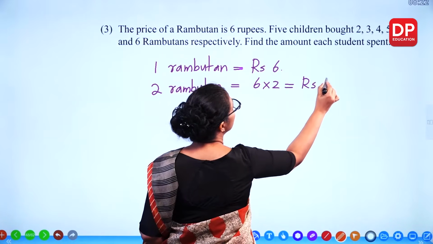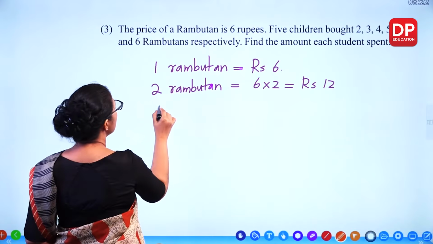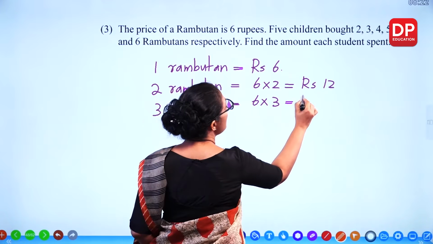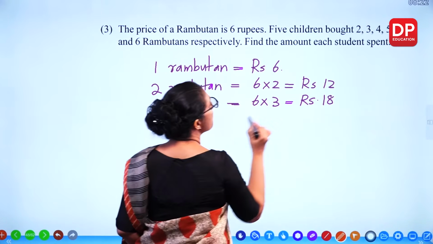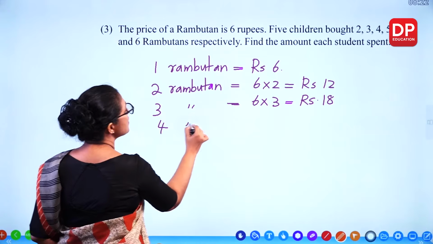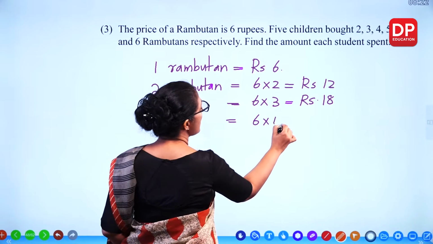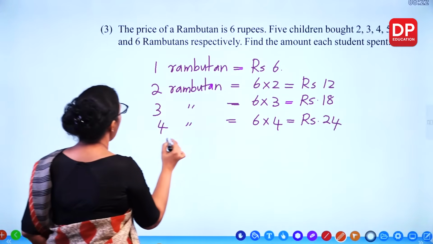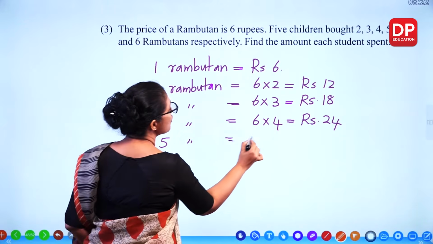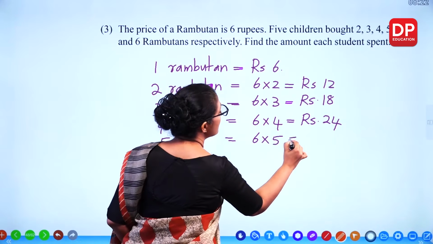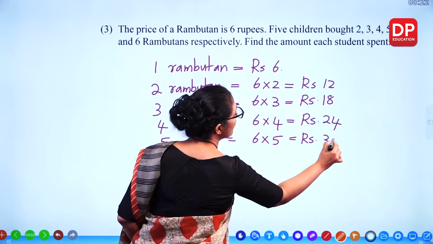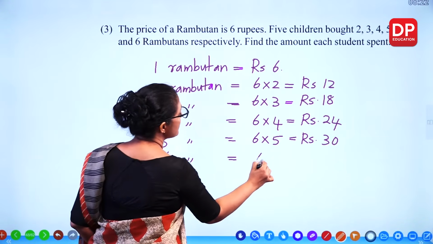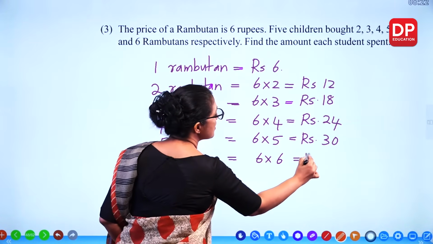12 rupees. 3 rambutans, 6 times 3, 18 rupees. 4 rambutans, 6 times 4, 24 rupees. And 5 rambutans, 6 times 5, 30 rupees. And 6 rambutans, 6 times 6, 36 rupees.